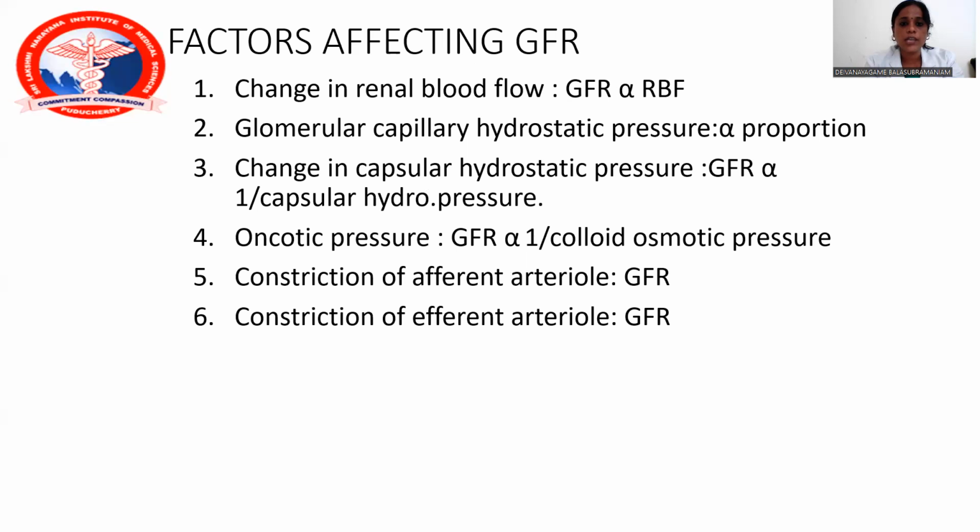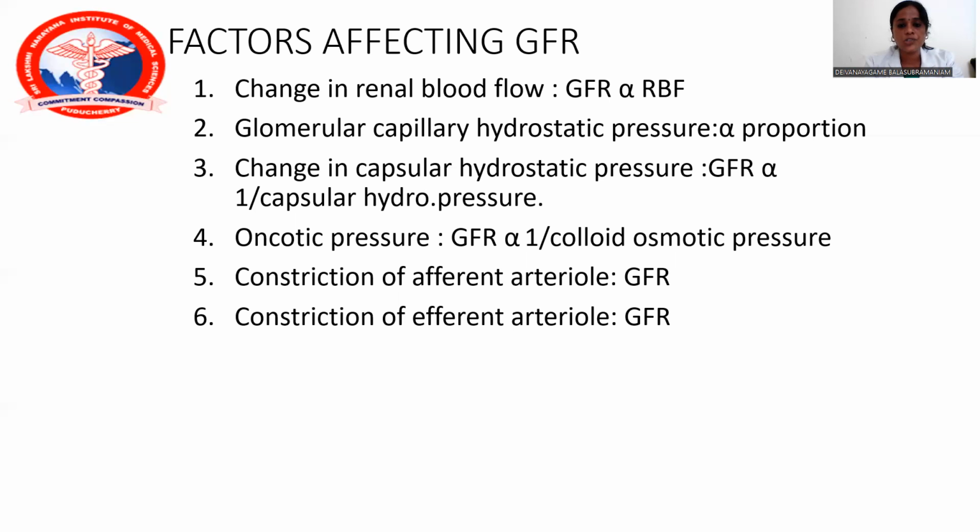And next one is change in capsular hydrostatic pressure. It is Bowman's capsular hydrostatic pressure. So GFR is inversely proportional to the capsular hydrostatic pressure. So it is vice versa. That means whenever the capsular hydrostatic pressure increases, GFR decreases, and if it decreases, GFR increases. So that is why it is inversely proportional. And next one is the oncotic pressure. GFR is inversely proportional to the colloid osmotic pressure.